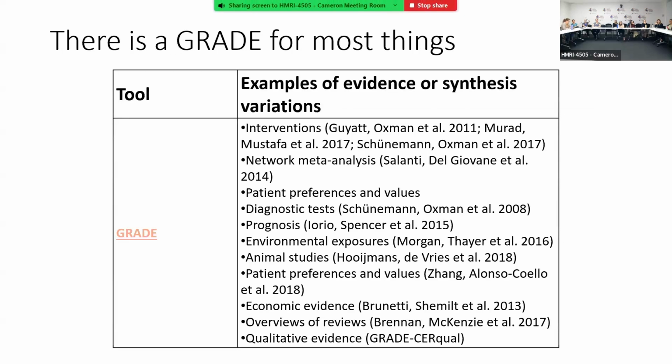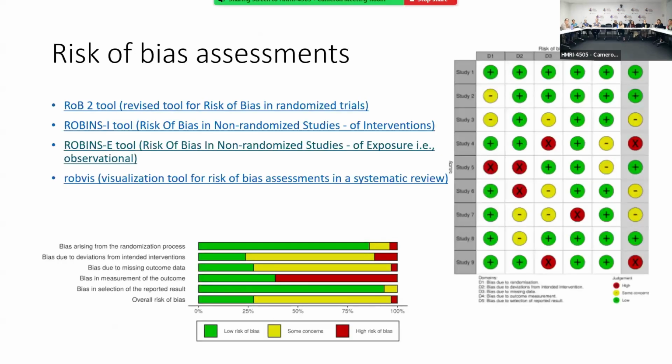Now, there is a GRADE for everything. There's a grade for interventions, there's a grade for network meta-analysis, there's a grade for patient preferences and values. So go and check it out, Google NHMRC GRADE, and you can come across all these tools that can help guide you to assess your own research quality, but also the research quality of these papers. And for risk of bias assessment, as I said, there are different tools for that.